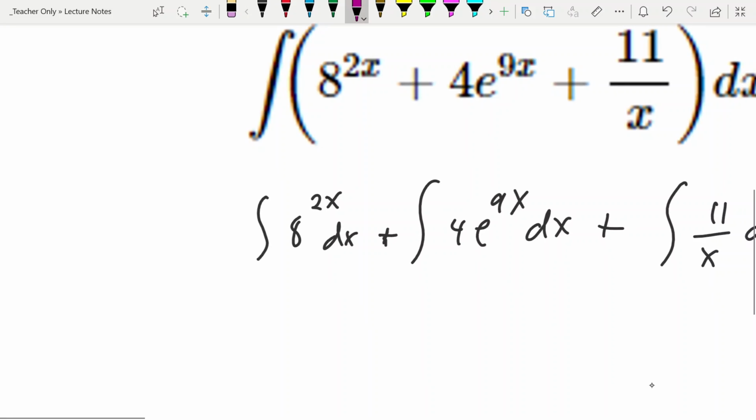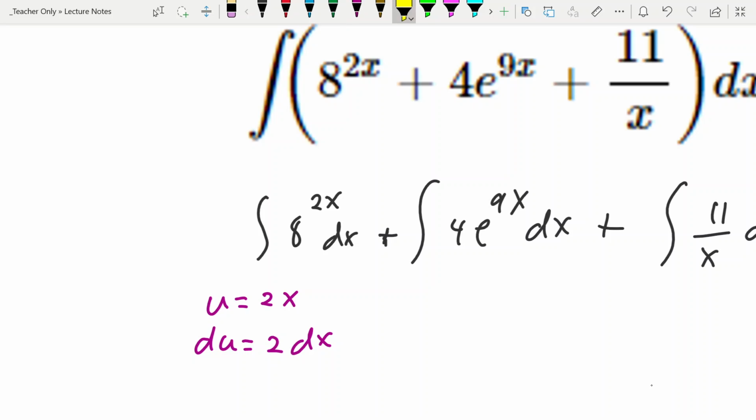So looking at this first one, 8 to the 2x, I'm going to say, all right, what would u be? Well, in this problem, I don't know how to do 8 to the 2x, but I do know how to do 8 to the x, right? That would be a basic rule. So I'm going to let 2x be my u. So therefore, du would be the derivative of this. So that would be 2 dx.